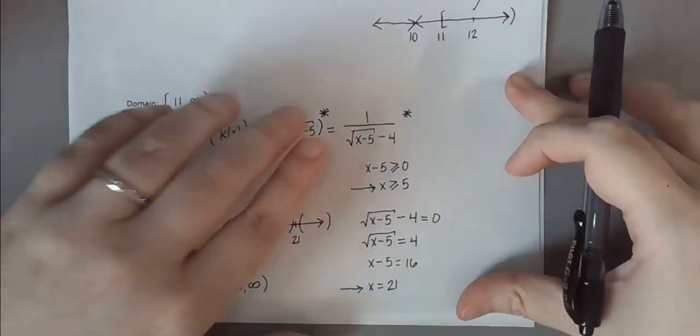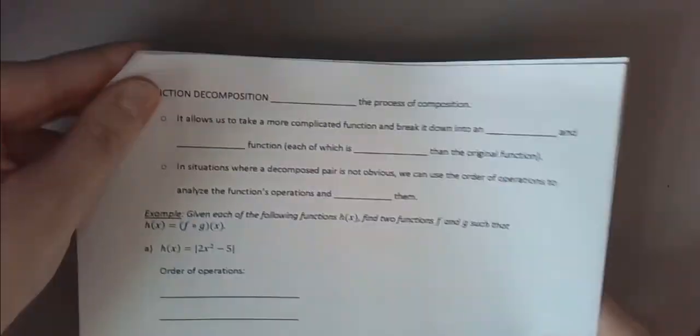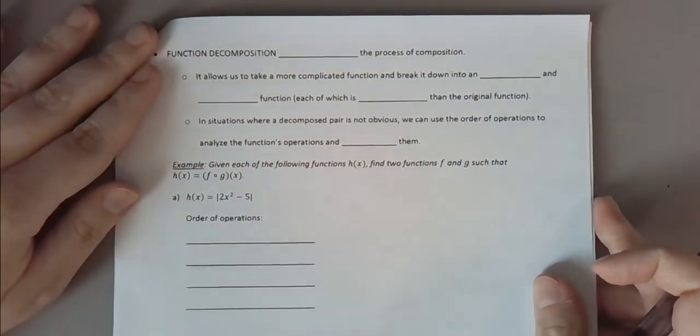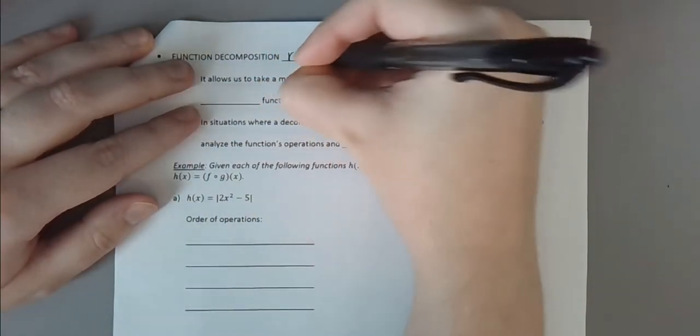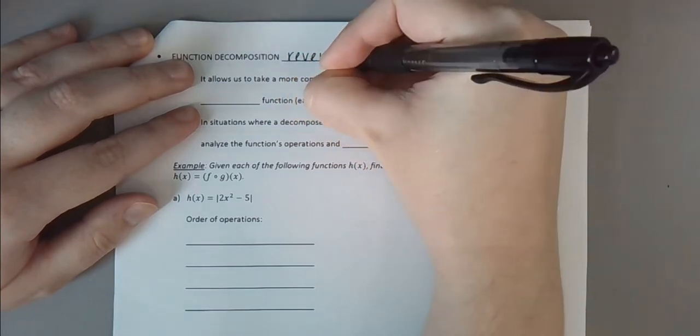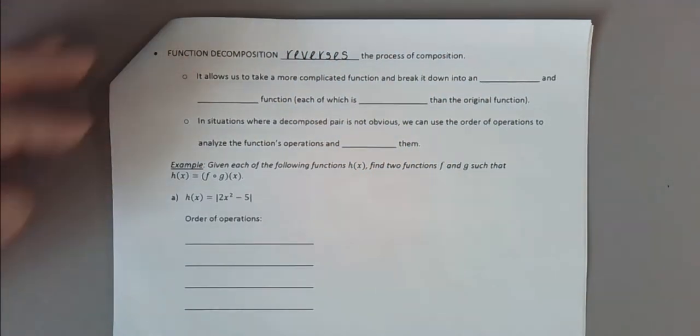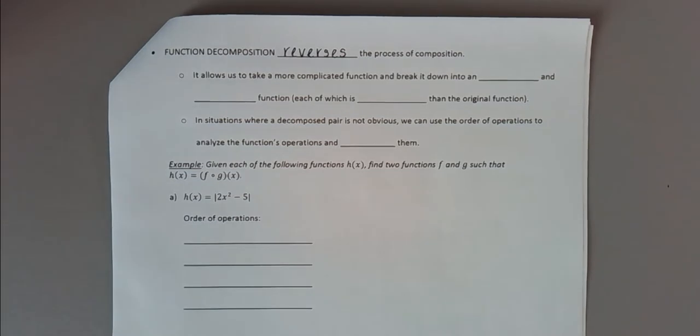Okay, so let's talk a little bit about function decomposition. We know how to compose functions. Well, what would decomposing mean? Ultimately, decomposing a function reverses the process of function composition. So when we compose two functions together, we're taking two functions and we're combining them.